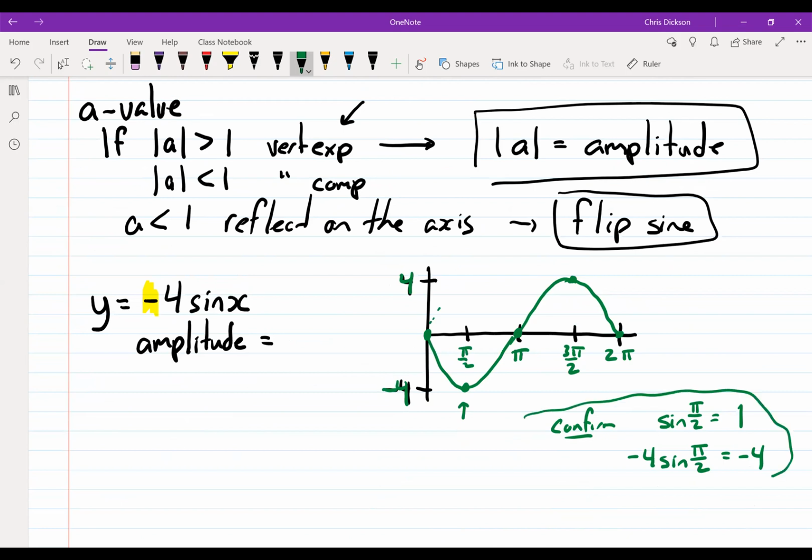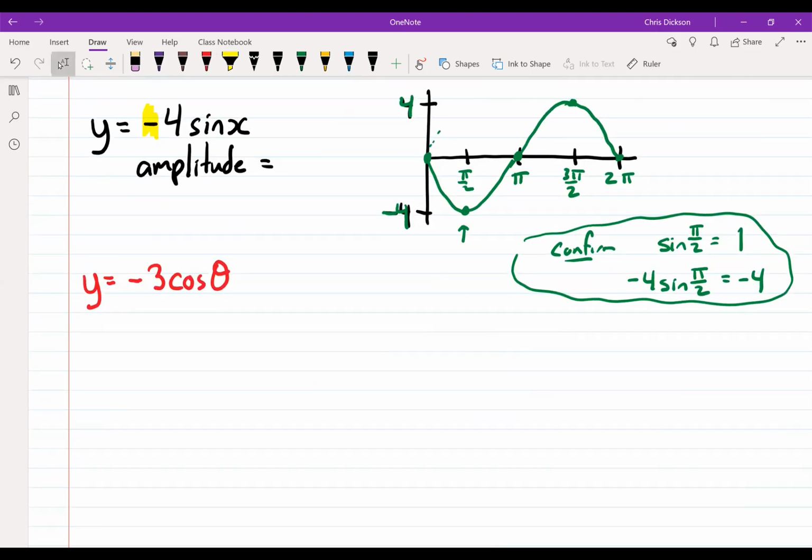This confirmation way, though, takes a long time to test. What I would say is get used to which way the graph opens. Let's try one with cosine. Why don't you guys see if you can sketch this one? So y equals negative 3 cos of theta. Notice I switch between x's and thetas here. It just means an angle. So find your amplitude and then sketch that.